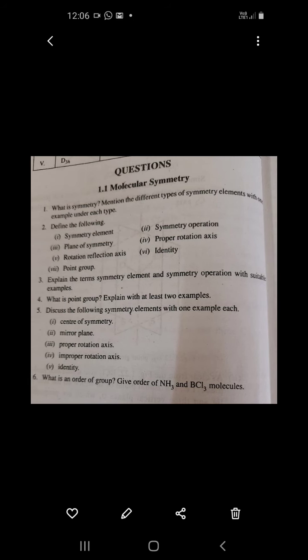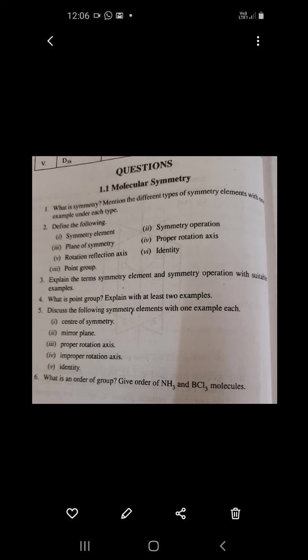Sometimes a question may be asked, what is point group? Explain with at least any two examples. That means point group is what? It is a collection of all symmetry elements and symmetry operations combined together in order to understand the molecular structure. There are different point groups, like basically we have two types of point group. One is called C-type point group and the other is D-type point group. Now the one class, that is C-type of point group, contains only a rotational axis like a C axis or Cn axis.